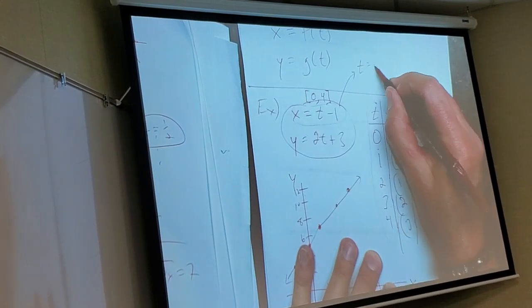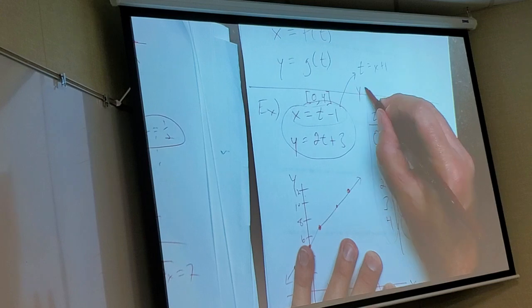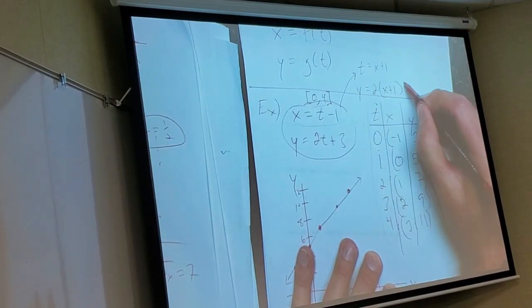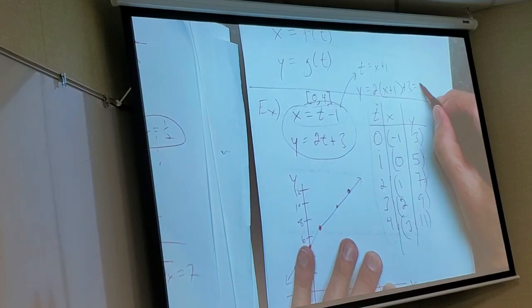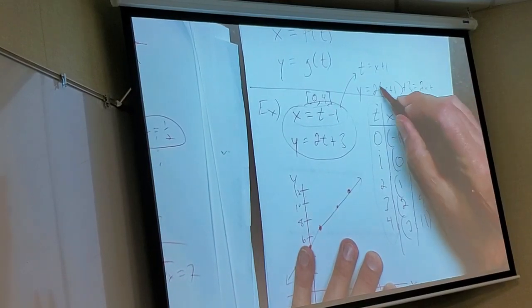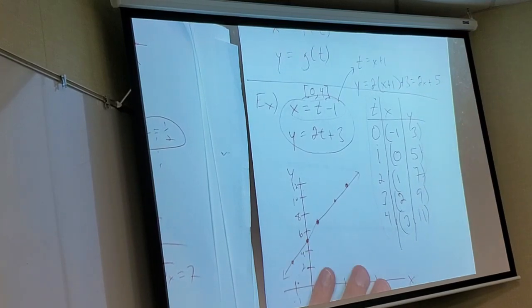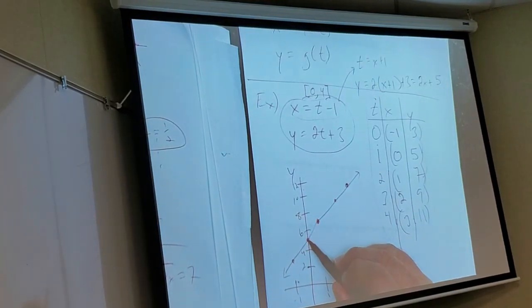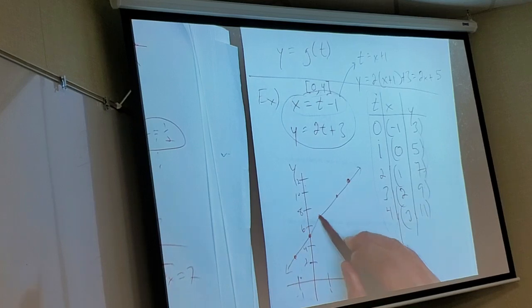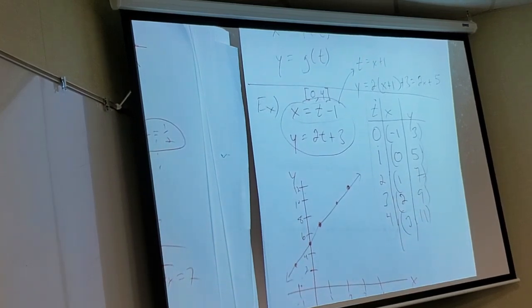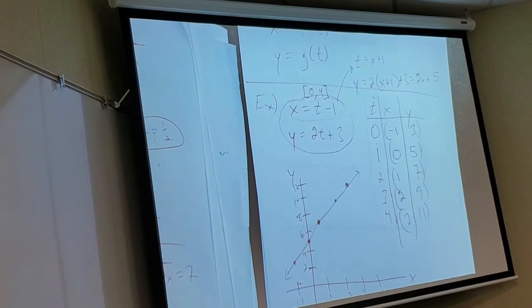Add the 1 over. Add 1. And now in this one, I know that t is x plus 1. So what do I end up with? 2x plus 2 plus 3. Yeah, which is this, isn't it? 2x plus 5. There's a 5, y-intercept, up 2, over 1, up 2, over 1. Let me stop for a minute. Yes?